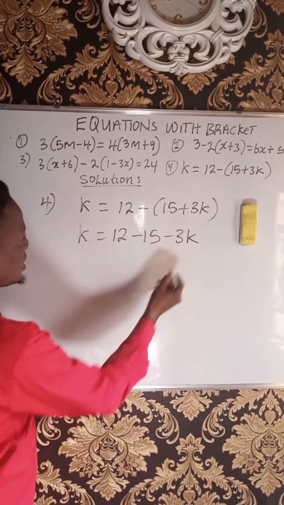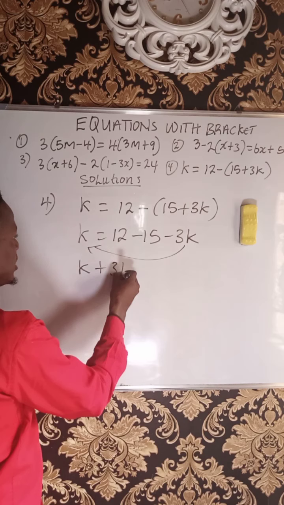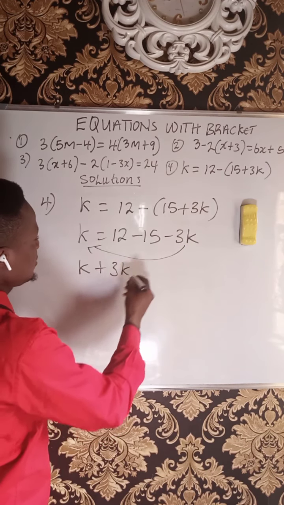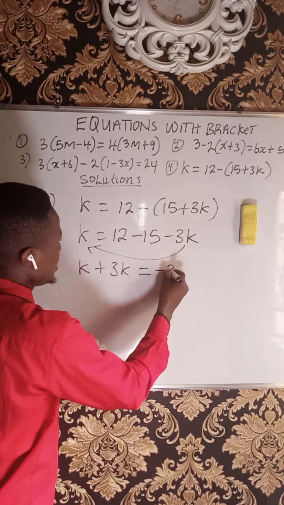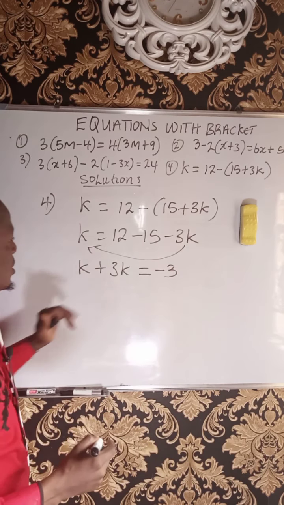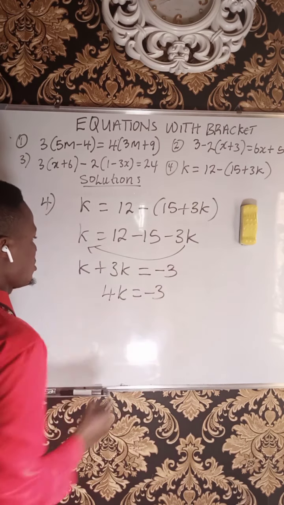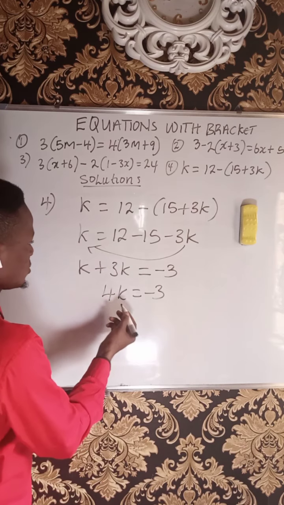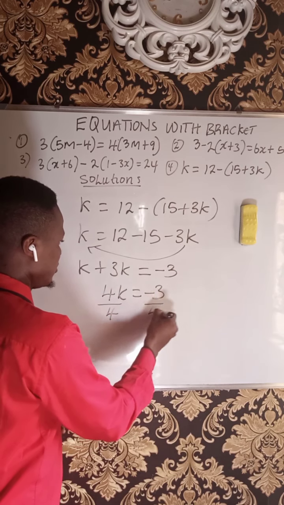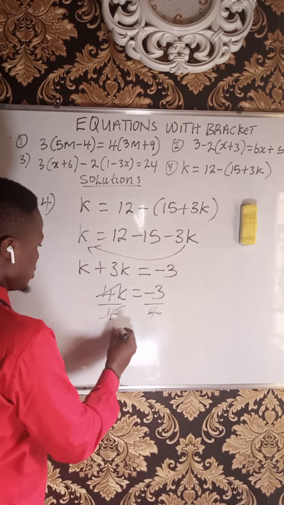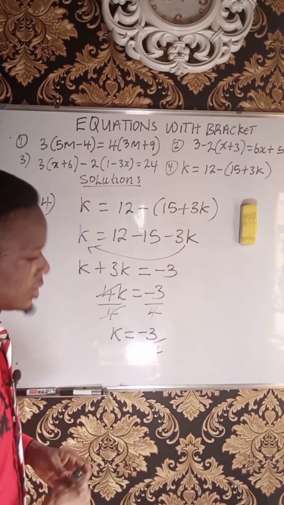So you collect like terms. This 3k will meet k. So we have k plus 3k. It is negative here. Coming here is now positive. Equals 12 minus 15 will give us minus 3. And k plus 3k is equivalent to 4k equals minus 3. Okay, so to get the value of k, I've got to divide both sides by 4. I'll have over 4 over 4. This cancels out. So k is equivalent to minus 3 all over 4. And that's just the answer.